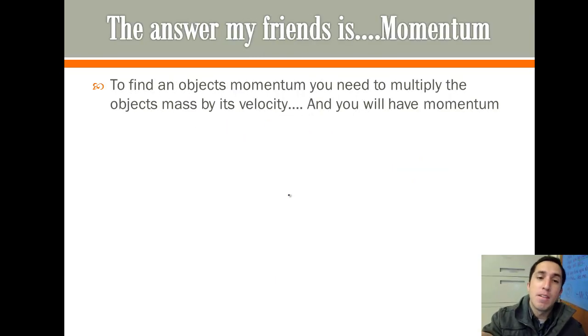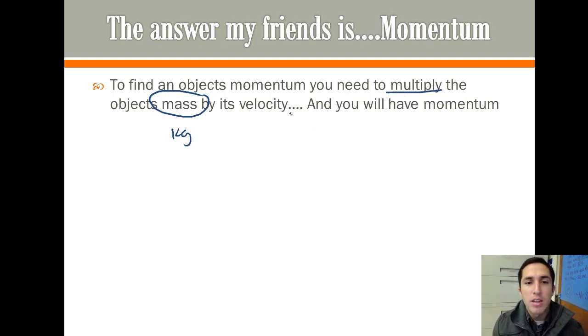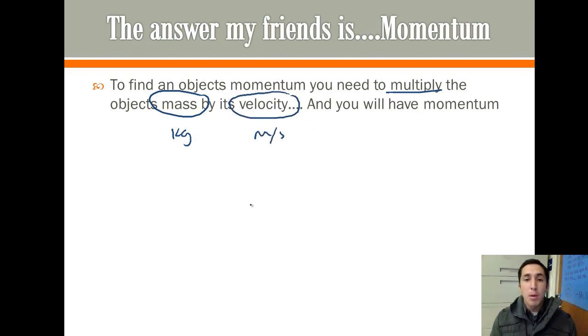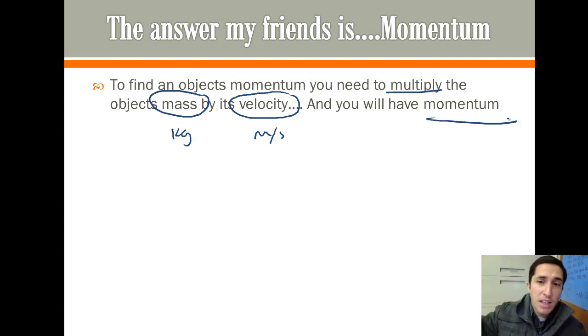So let's go. All right, the answer to those questions is momentum. Momentum is the reason why those things are hard to do. And to find an object's momentum, all you need to do is multiply the mass of the object, remember that's in kilograms usually, by its velocity, that's meters per second. Multiply those, and you have momentum. Super easy.